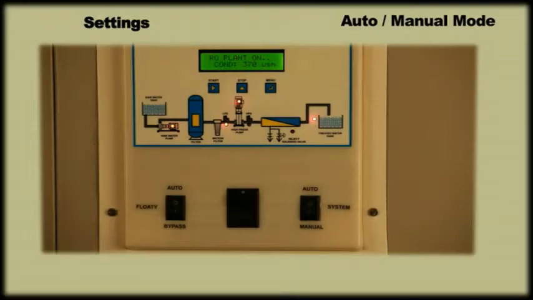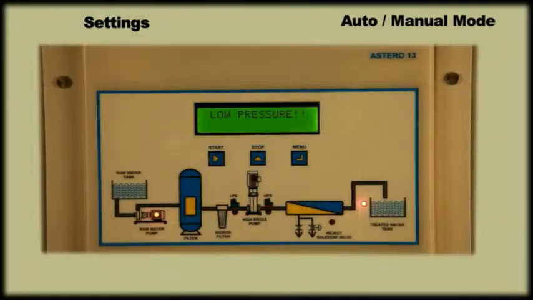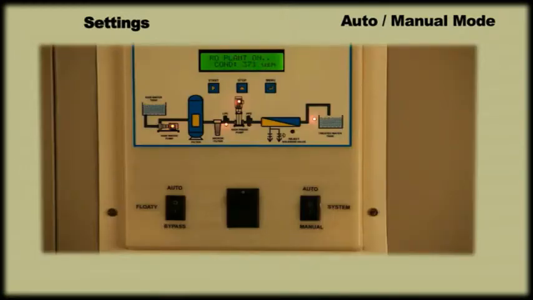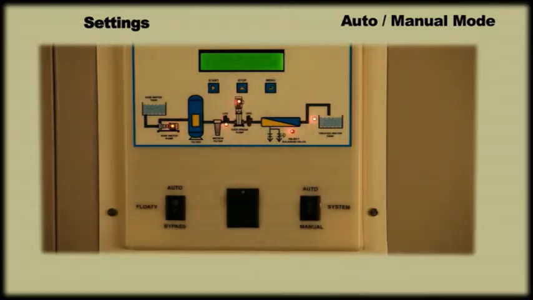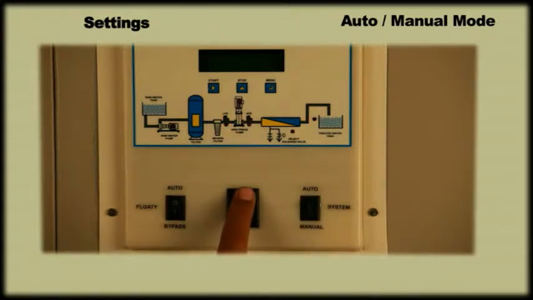Auto or manual mode. How to change auto or manual mode. Panel has auto manual facility. In case one wants to bypass level and pressure interlocks, he can put the system in manual mode by following the below steps. First of all, stop the plant by pressing the stop key. Now put the system switch to manual position and then reset the power of the panel.